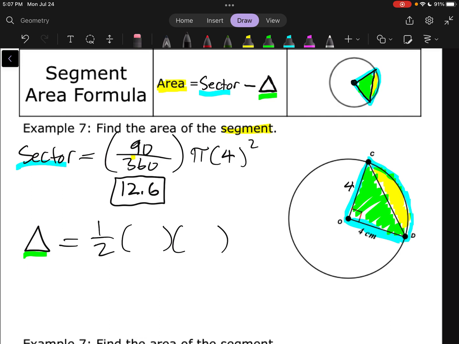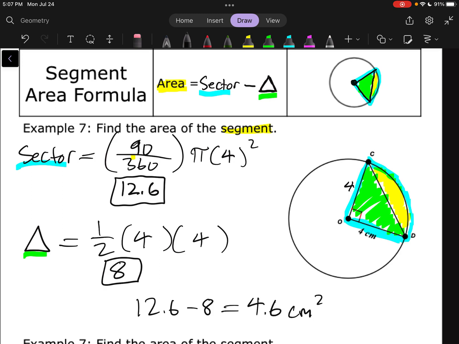Thankfully, our triangle already has a right angle in it, right? It's got a base and a height. It's 4 and 4. So 1/2 times 4 times 4 gives me 8. So now all I've got to do is 12.6 minus 8 to get 4.6 centimeters squared. Easy. Sector minus triangle. That's all we've got to do, and that finds us the area of the segment.